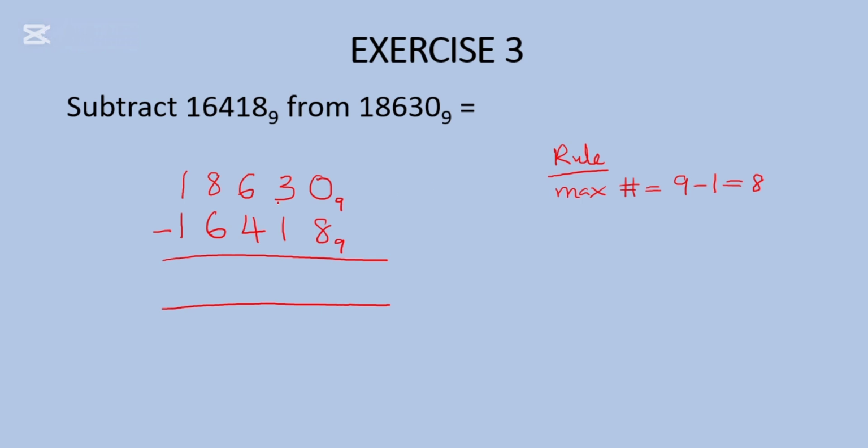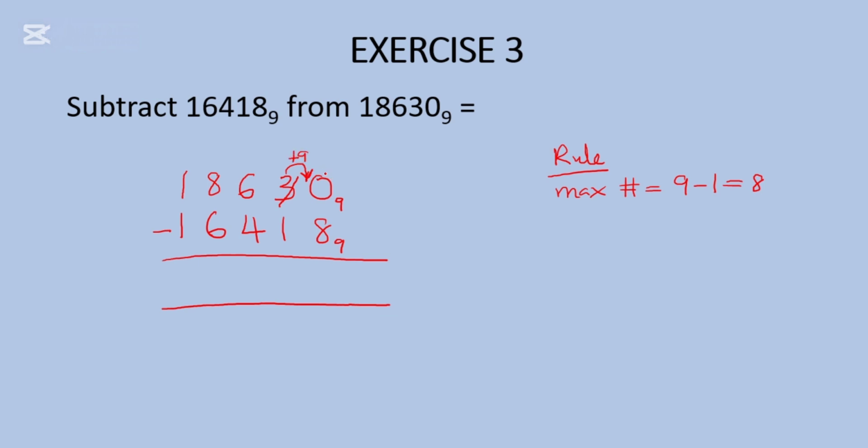So let's start. This is 3. I want to take 1 from there and bring it here. That makes, sorry, it's not going to be 10. Remember what we said. If you are borrowing a number, it will come as 9.